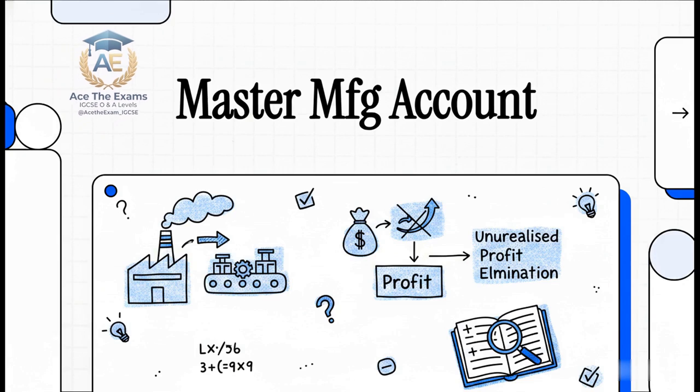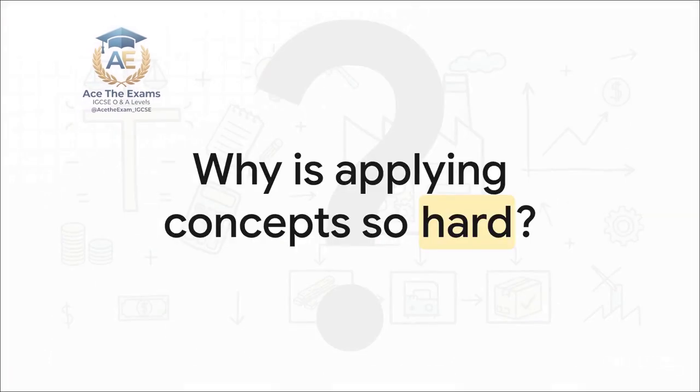Okay, let's dive right into this beast. So, we have to start with the elephant in the room. Why do so many students completely crash and burn on the manufacturing account? Why does this specific topic consistently act as a massive roadblock to those top-tier A and A-star grades?